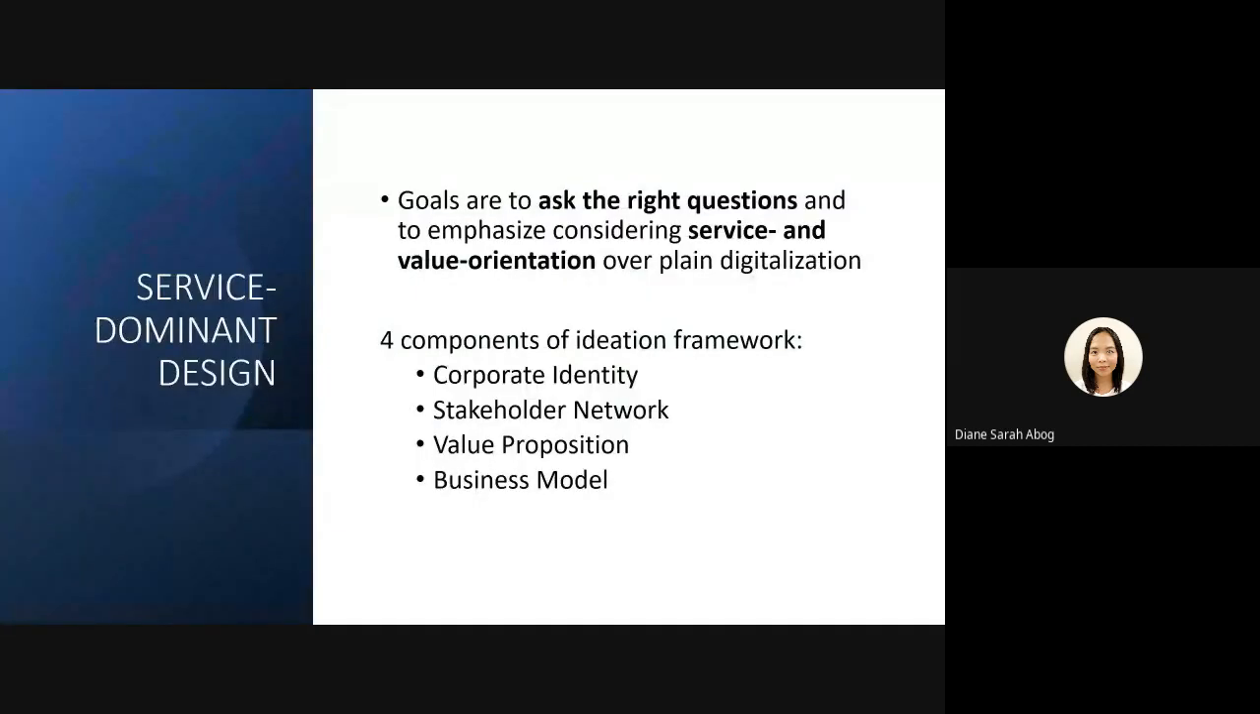There are four components of the ideation framework. First is corporate identity, then stakeholder network, value proposition, and finally the business model. Now I will discuss all four briefly, and after that we have an example that was given in the chapter.